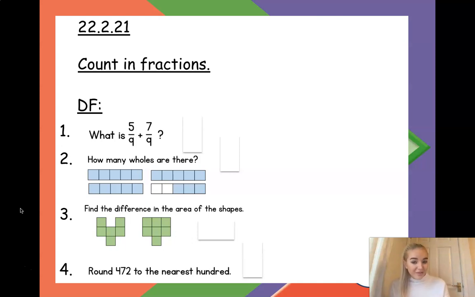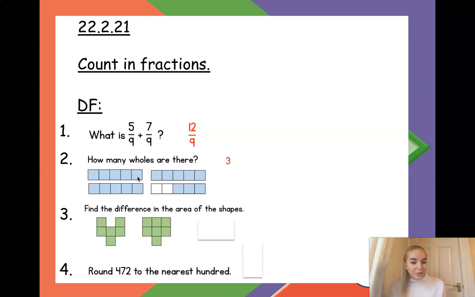So if we add 5 and 7 together, we get 12/9. In number 2, how many wholes are there? Well, we can see that each bar is split into 5. 3 of those bars are full. They are all shaded in blue, therefore there are 3 wholes.